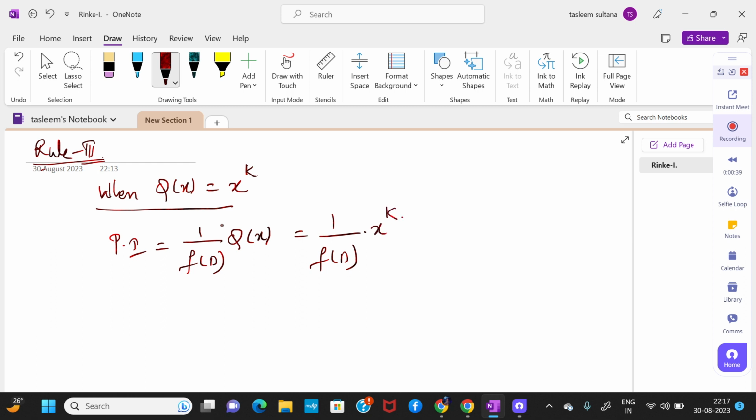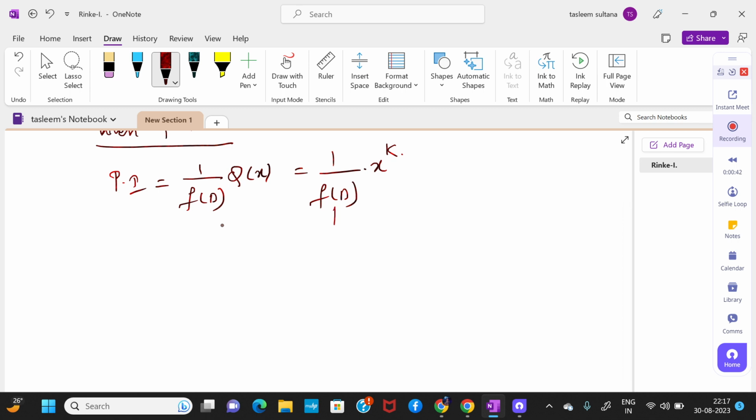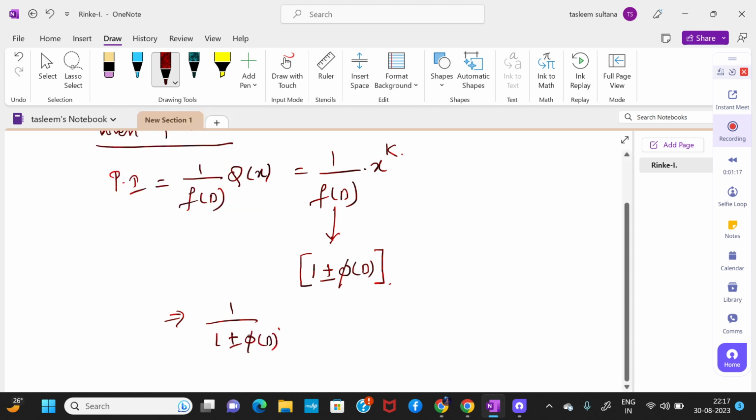After that, what you're going to do to this f of D, you're going to reduce this f of D in such a way that you can use your binomial expansion by taking out the lowest degree term. So this f of D will get reduced to 1 plus or minus phi of D. You're going to reduce this 1 by f of D in such a way that it should be in the form of 1 plus or minus phi of D by taking the lowest degree term from that one. So it will get reduced to 1 divided by 1 plus or minus phi of D into x to the power of k.